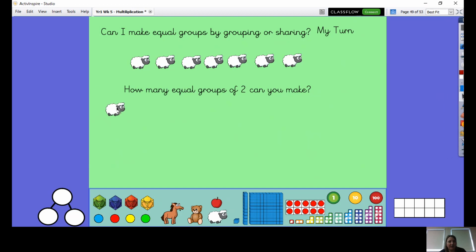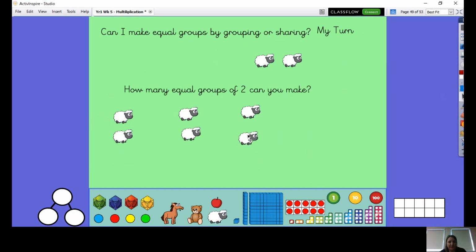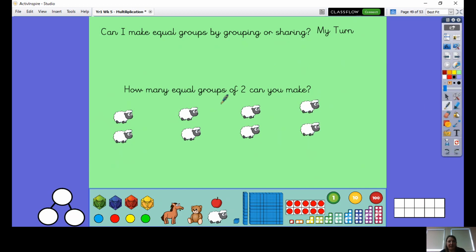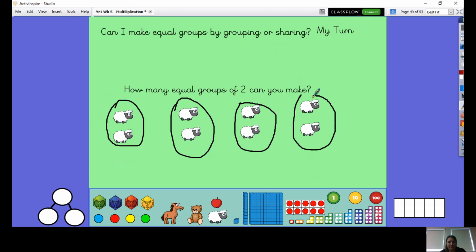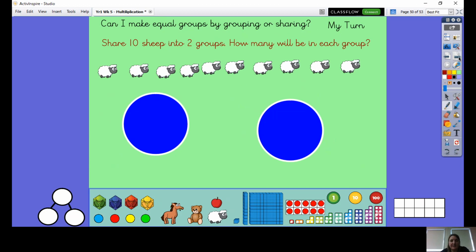Okay, so I've got 1 group of 2, 2 groups of 2, 3 groups of 2, 4 groups of 2. Okay, so I'm just checking how many groups did I make? 1, 2, 3, 4. Brilliant. Okay, so now we're going to move on to sharing.